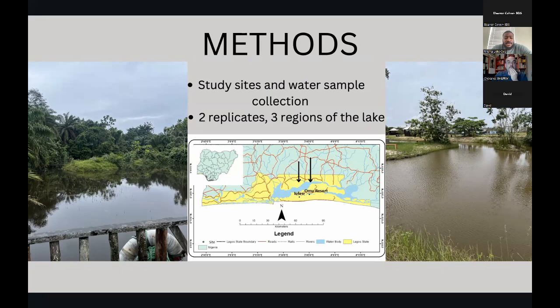I took 2 replicates from 3 regions of the lake. I divided the lake into 3 regions: a lower region, a middle region, and an upper region, just to maximize representation. I collected 2 replicates from each of these regions and ran the whole process of filtration and DNA extraction. We used bashing beads to help with the lysis of microbes and some of the other contaminants we might have picked up.